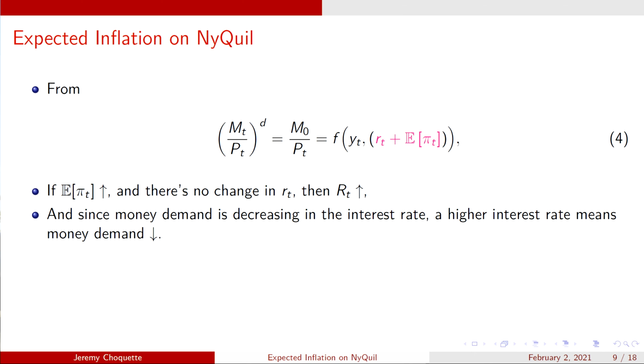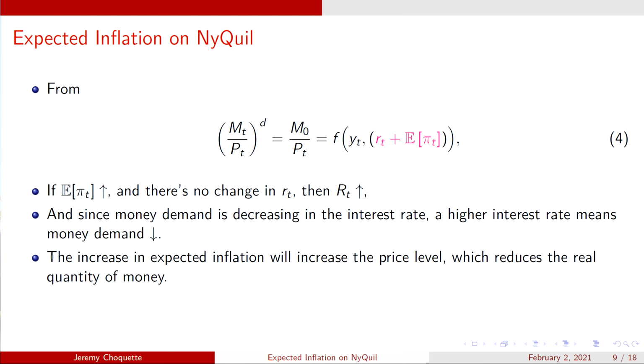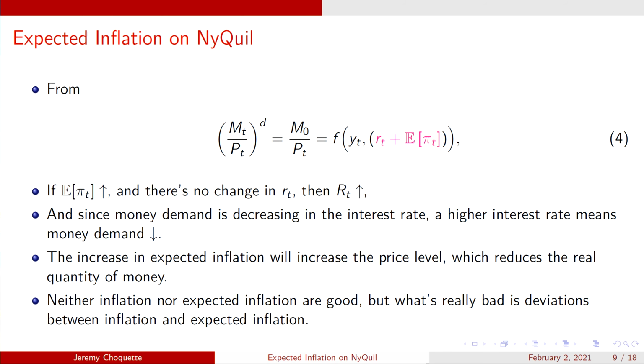And since money demand is decreasing in the interest rate, right? Remember, we had that downward sloping money demand where the price of the money was the interest rate. A higher interest rate means a lower quantity of money demanded. The increase in expected inflation will increase the price level, which reduces the real quantity of money. So the nominal quantity of money is the same. However, because there is now a change in the price level, the real quantity of money falls.